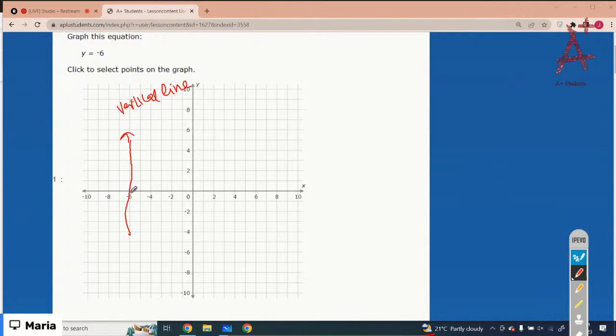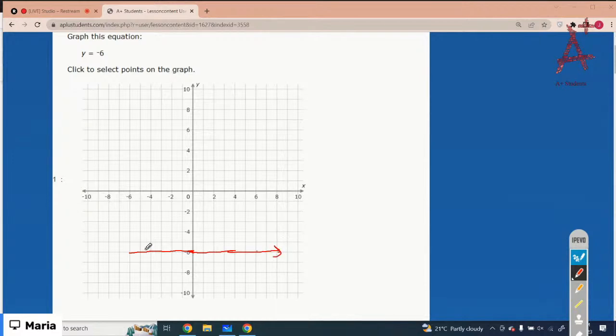Got it? It has the value y, the equation of the line is y equals negative 6. Here you have the equation. Got it? y equals negative 6. You have just y values. Sorry, y equals negative 6, not the x. Here you have y equals negative 6. Got it? It would be like this.